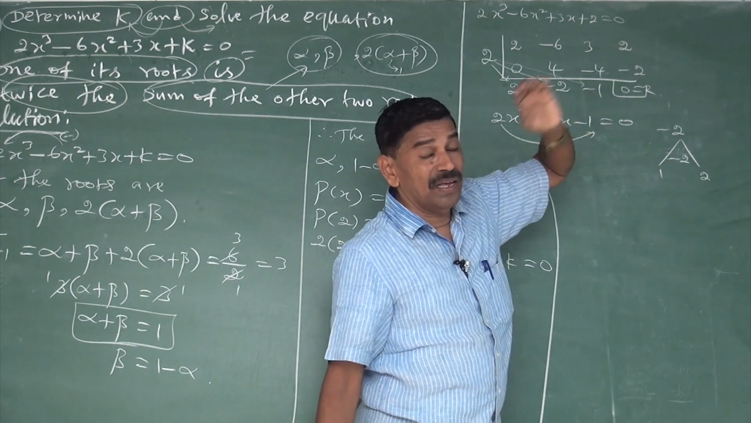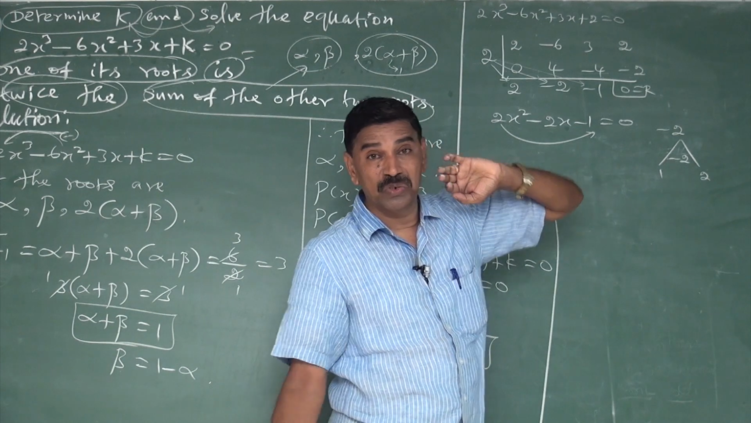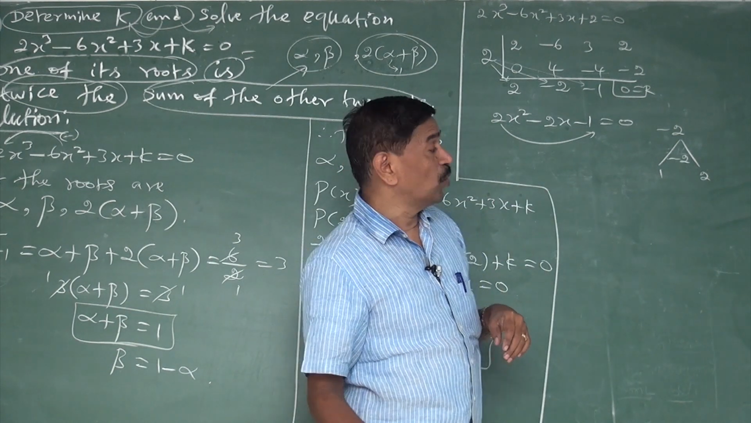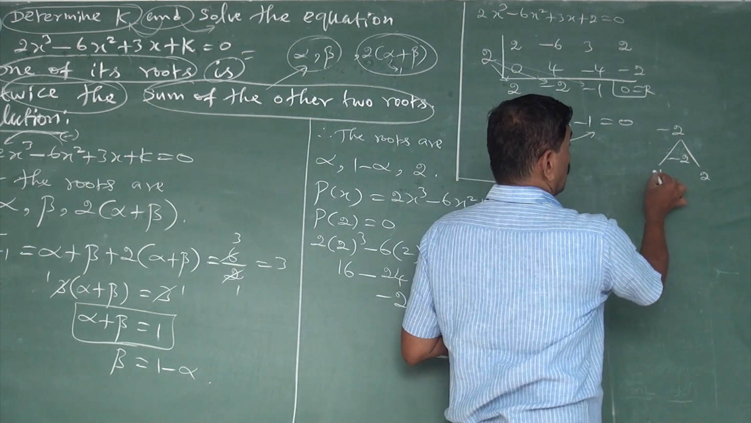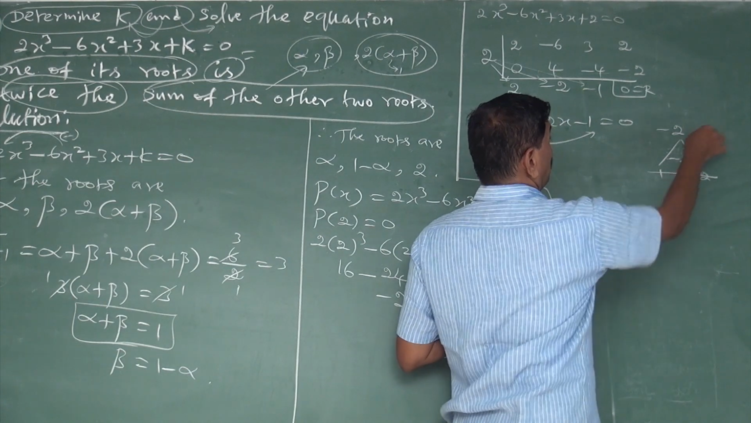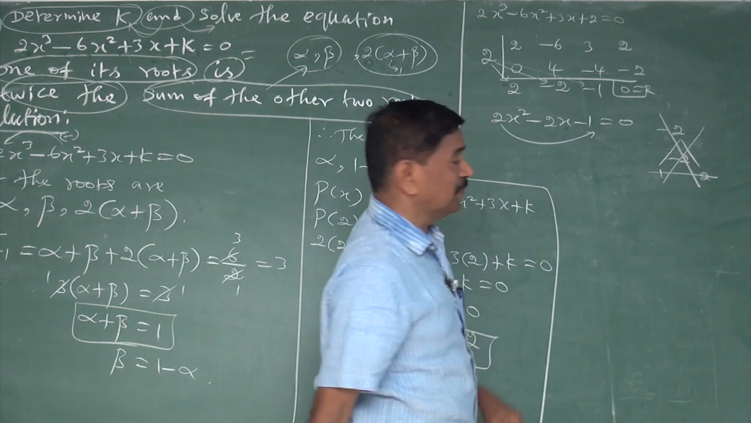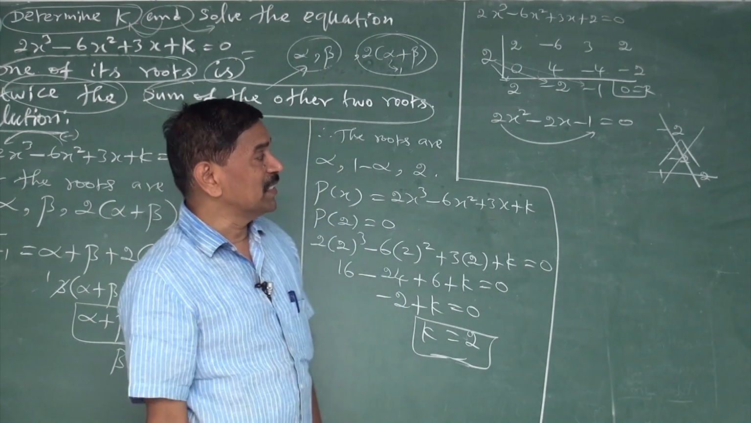And any other table, any other factors for 2? 1 2 is 2, that's all. Or 2 1s are 2. So, no other factors. So, 1 2 is 2 is impossible. Therefore, factorization method is failure. Very good. Factorization method failure.